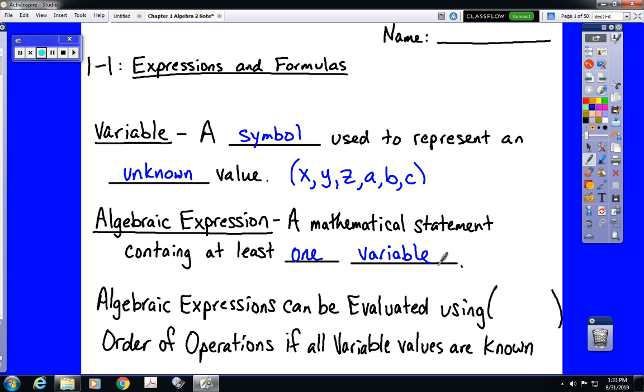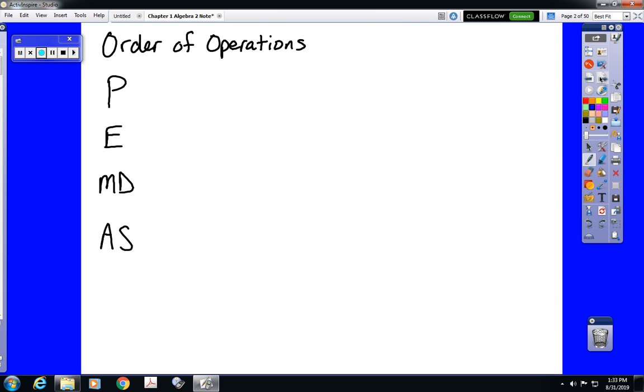Now, every single year since middle school, you have been working with algebraic expressions, evaluating them, making sure you know what order to solve them in, and that is done using what is called order of operations. All the way through, you've been learning an acronym known as PEMDAS to evaluate if we know all of the variable values. So, PEMDAS, let's review that real quick. I like to write it vertically as such.